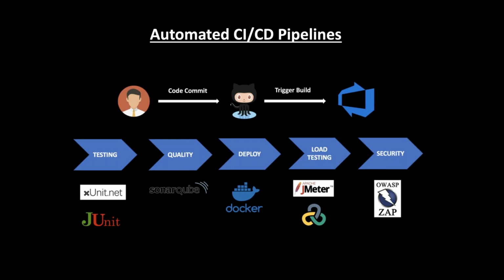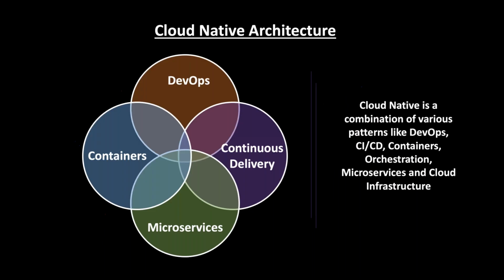For deployment, you can use Docker containers. As part of the pipeline, you can also do some load tests and performance tests. There are a lot of open source tools which you can use there. And for security scans as well, if you want to have that as part of a pipeline, you can use some of the tools. So these are a few of the critical stages in the pipeline if you want to automate your deployments.